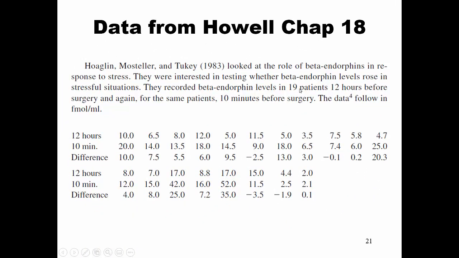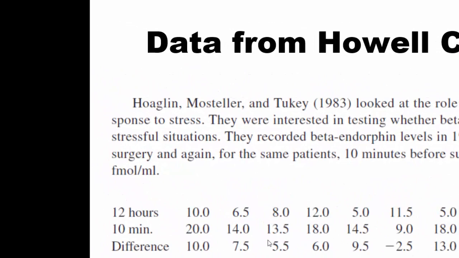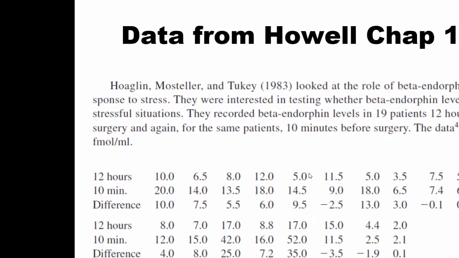And so they tested the patients twice, once 12 hours before some surgery they were going to have, and then 10 minutes before the surgery, under the hypothesis that the second observation, just before the surgery, would be at a point of greater stress, and therefore they could look at whether beta endorphin levels rose. So these are the data at the 12-hour point before and the 10-minute point, and these are the differences from the 19 participants.